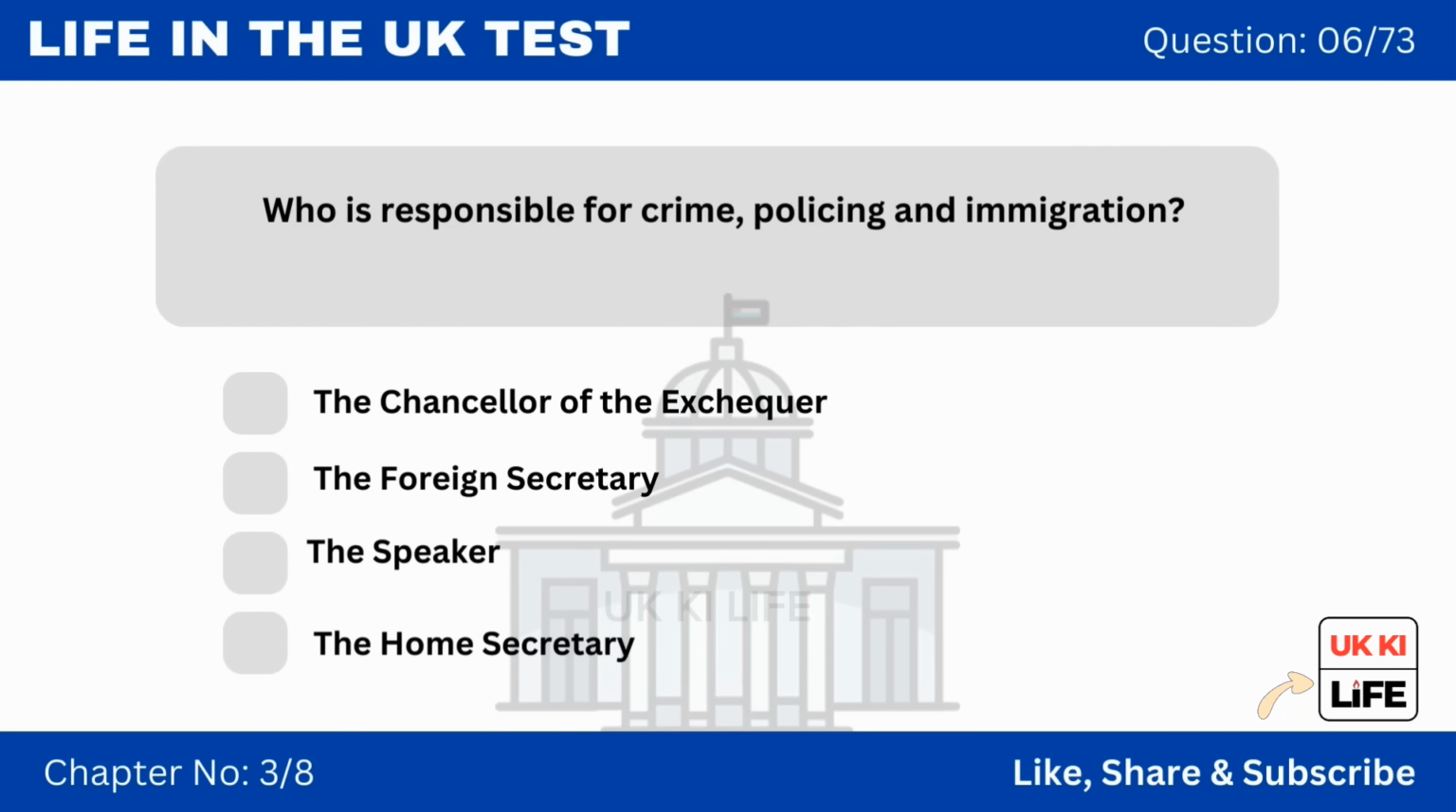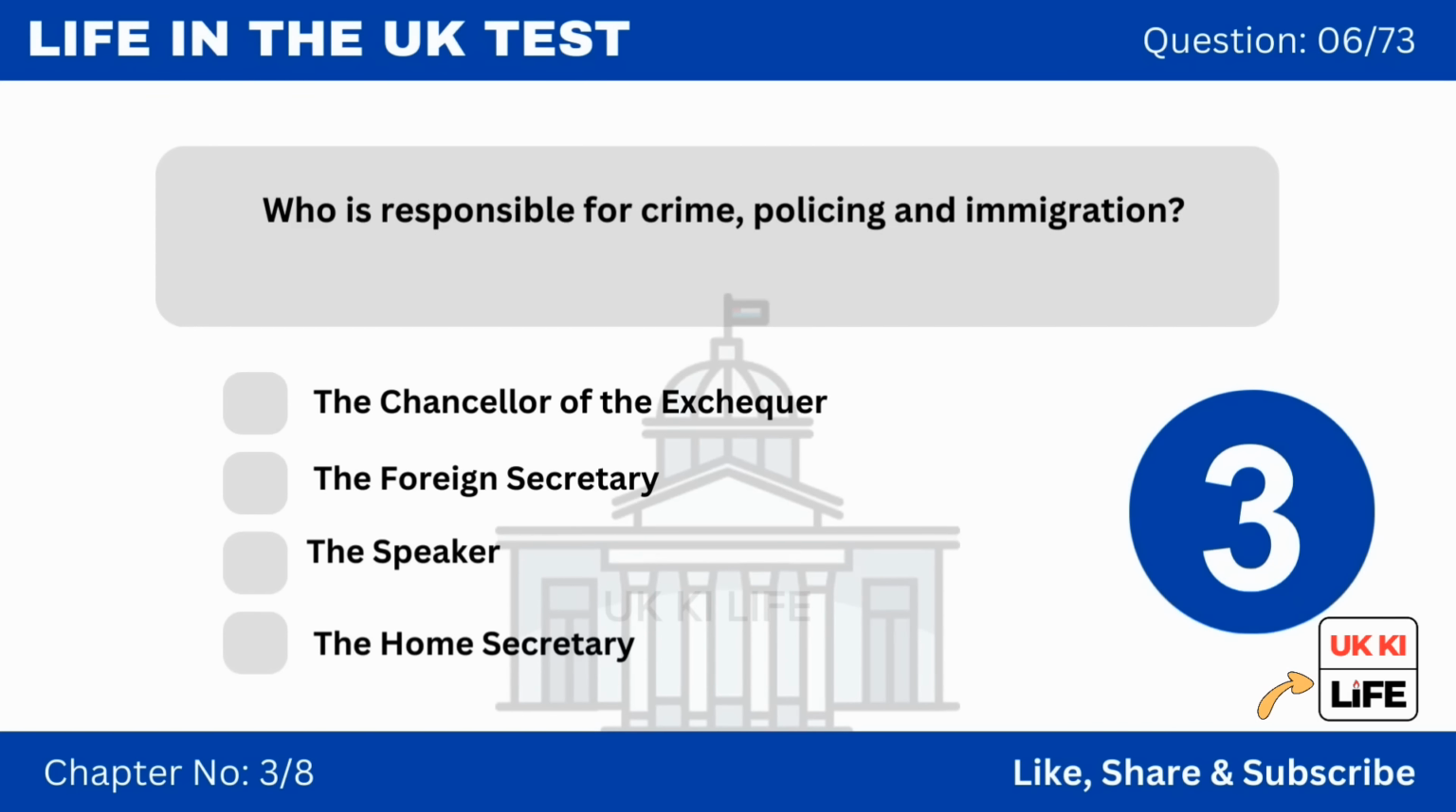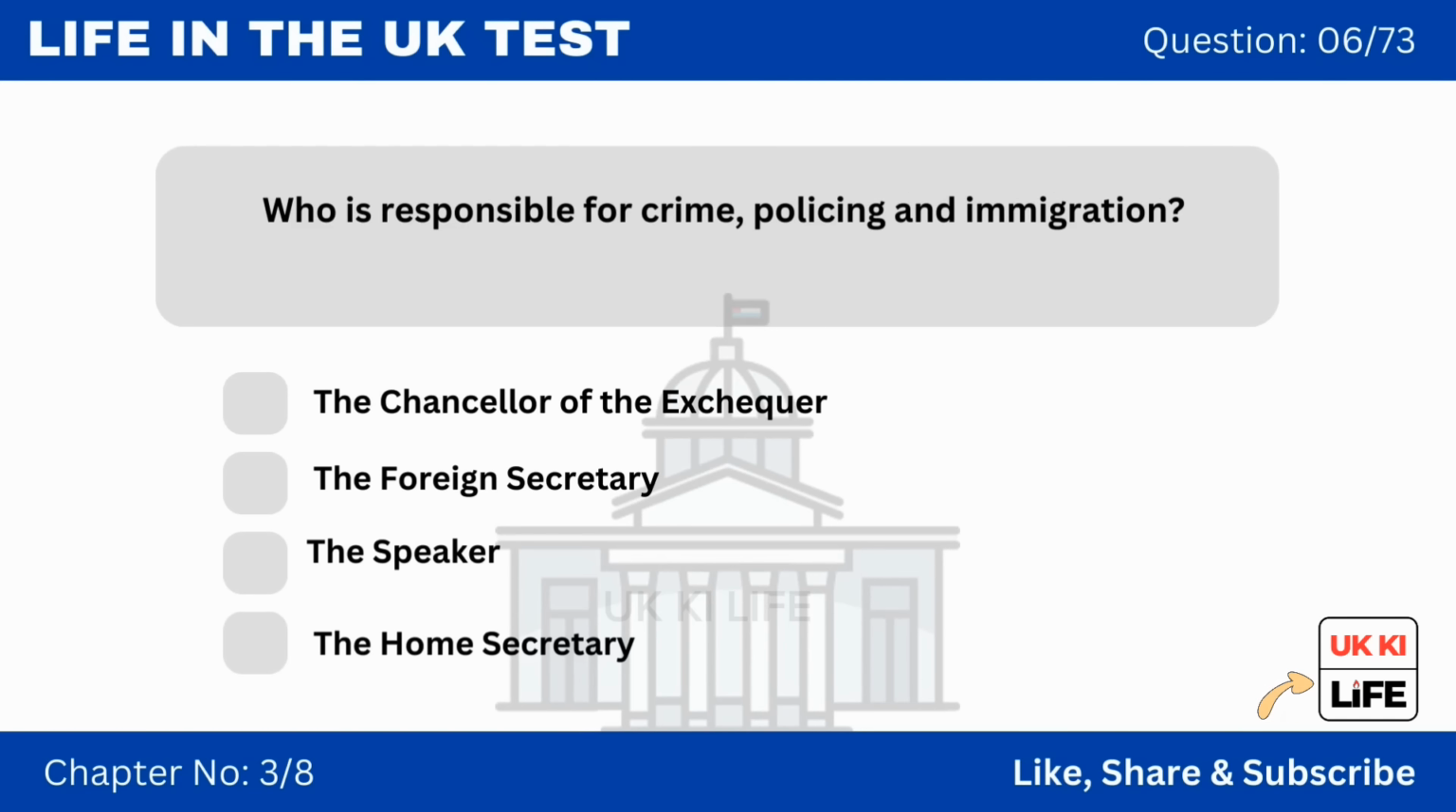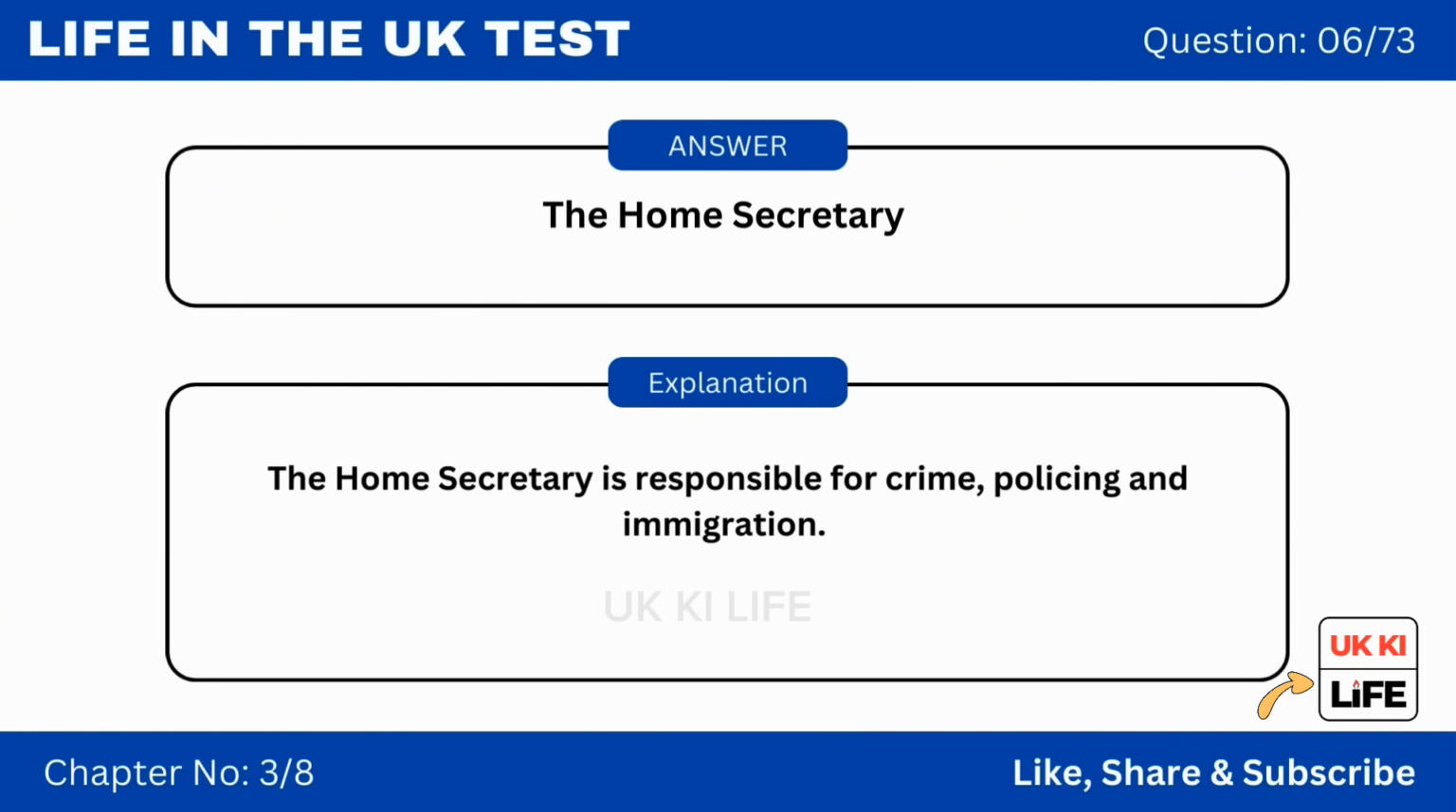Question 6. Who is responsible for crime, policing and immigration? The Chancellor of the Exchequer. The Foreign Secretary. The Speaker. The Home Secretary. The correct option is D. Explanation. The Home Secretary is responsible for crime, policing and immigration.